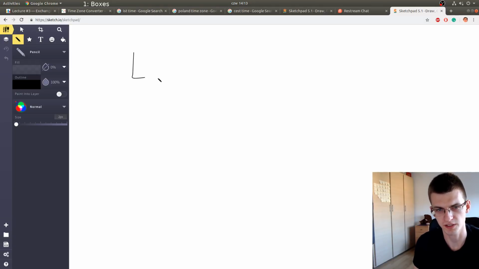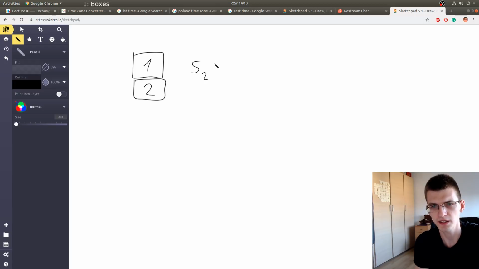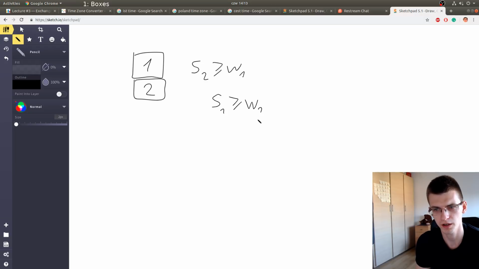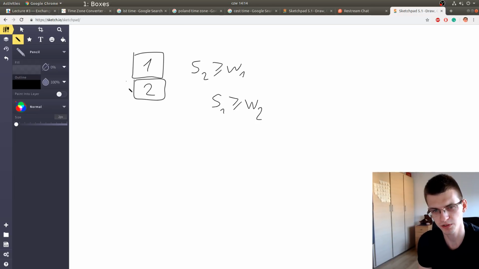So there are only two boxes, let's say. Let's name them 1 and 2. And right now, everything is okay if strength of 2 is at least equal to the weight of 1. And when would it be better to swap them? So to put 1 below. When S1 would be at least equal to weight 2. So then it's possible to swap them.